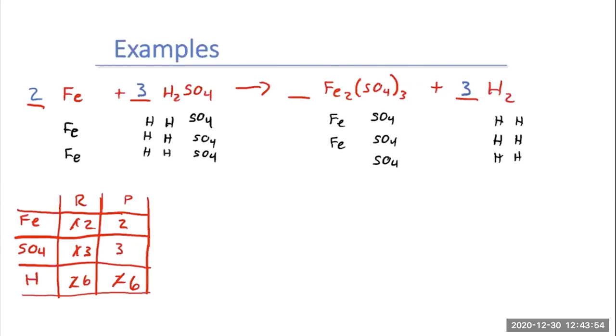And then now if we were to also include our states of matter. Iron by itself, since it's an elemental form, is a solid. Sulfuric acid is aqueous. Iron sulfate would be aqueous. And hydrogen would be a gas. So now I've included all my states of matter. I have a balanced equation. This is a good equation to have.